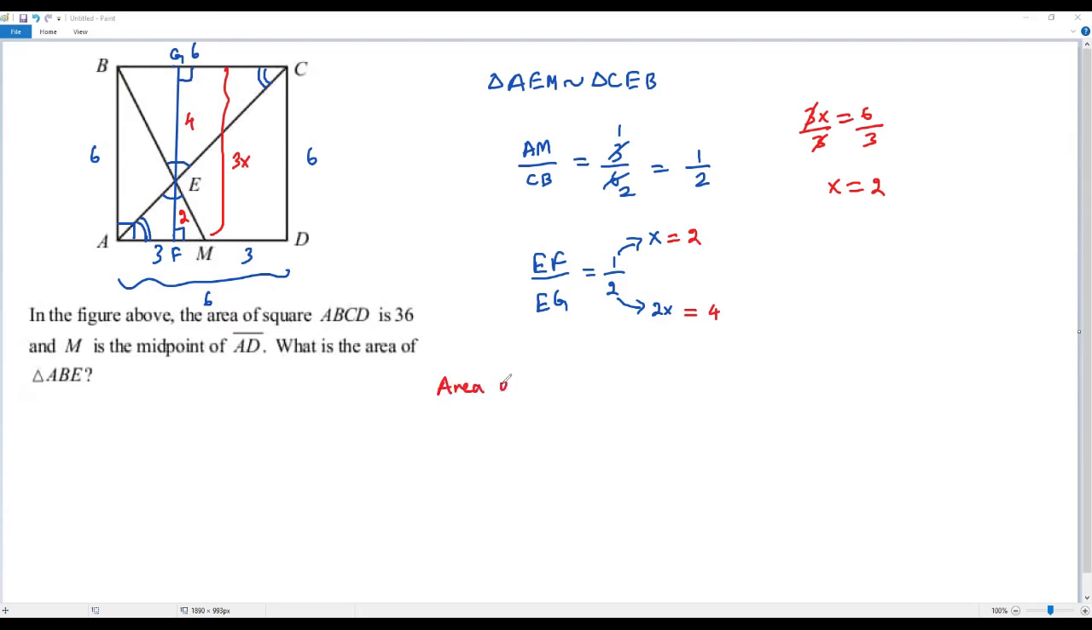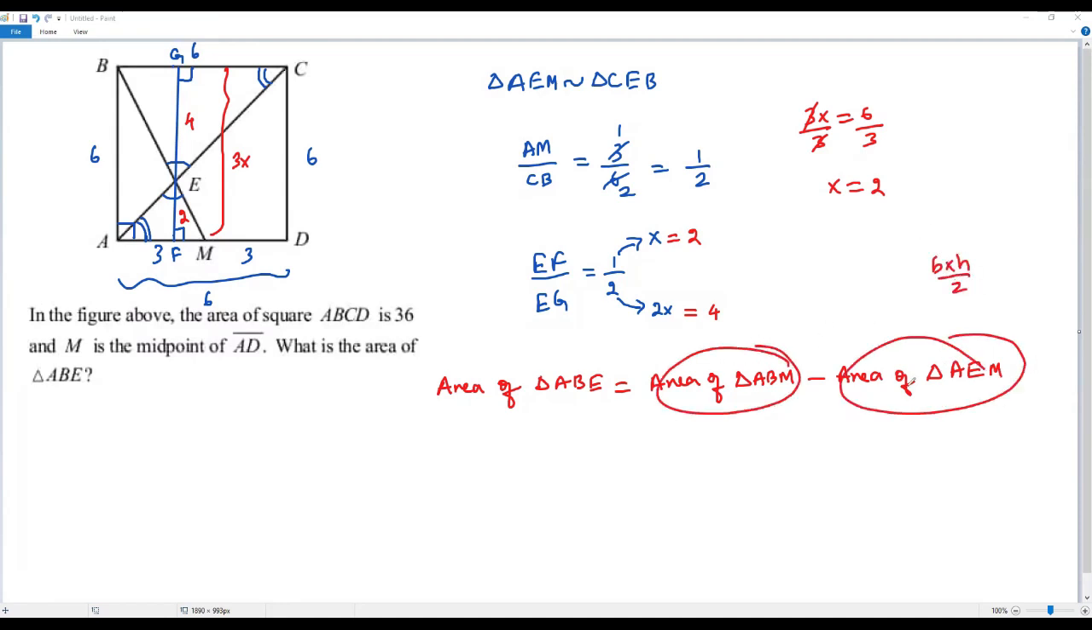Now let me write the required thing over here. That is the area of the required triangle, triangle ABE, equals the area of the right triangle ABM, negative the area of triangle AEM. Here we can use the formula base times height divided by 2 to get the area of these two triangles. First let me get the area of the right triangle ABM. For the right triangle ABM, the base is 3 and the height is 6. We have to plug in this 3 for base and this 6 for height. Then I am getting 3 times 6 divided by 2.